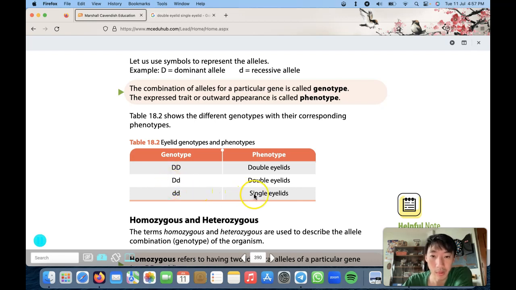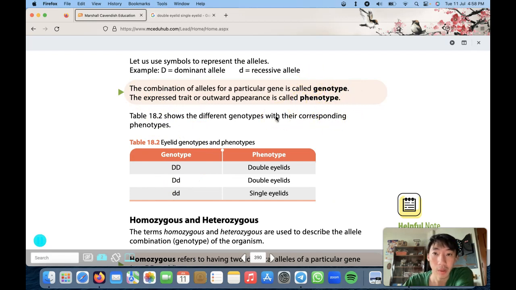Lastly, this person is single eyelid. His genotype is small d, small d. You notice that we still use the letter D, not the letter S, because we just use the first letter of the dominant trait. So what is small d, small d called? We call this homozygous recessive. Once again, homo means same, and recessive means the recessive gene. Let's talk about these two words, genotype and phenotype.